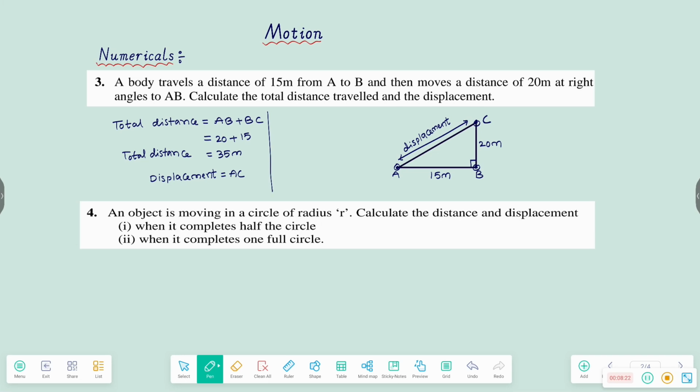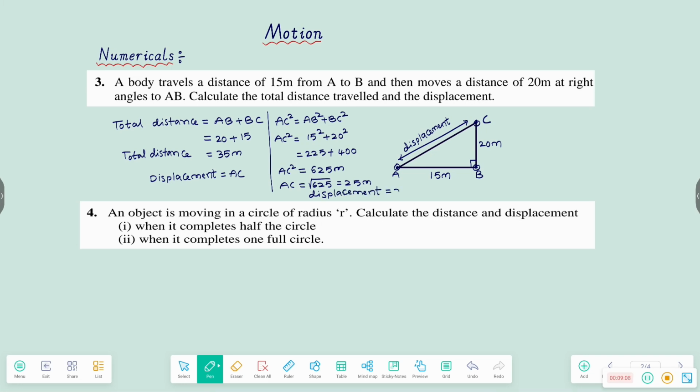To find AC, what do we have to use? AC square is equal to AB square plus BC square. So AC square is equal to AB is 15 square and BC is 20 square, which further is 225 plus 400, which is 625. AC square is 625, AC is root of 625, root 625 is 25. So displacement is just 25 meters.